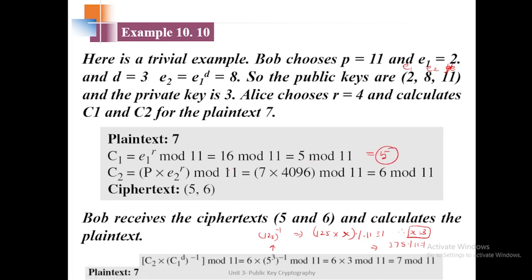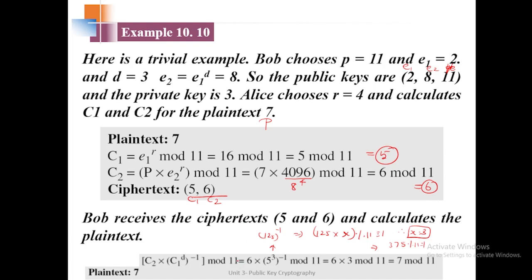And C2 is equal to P into E2 to the power R. So the plain text P value is 7. So 7 into E2 value, which is 8, to the power R value 4. So 8 square means 64. 64 into 64 is 4096. If you multiply these values and do the mod operation, the answer is 6 mod 11. So 6 mod 11 is 6. So the ciphertext pair C1, C2 is 5 and 6. And we should verify whether, applying C1 and C2, we are able to retrieve the plain text value 7.